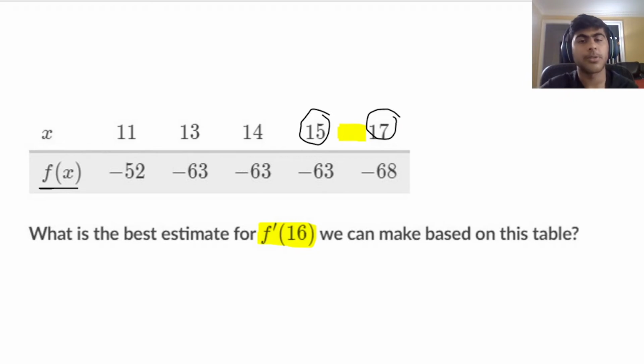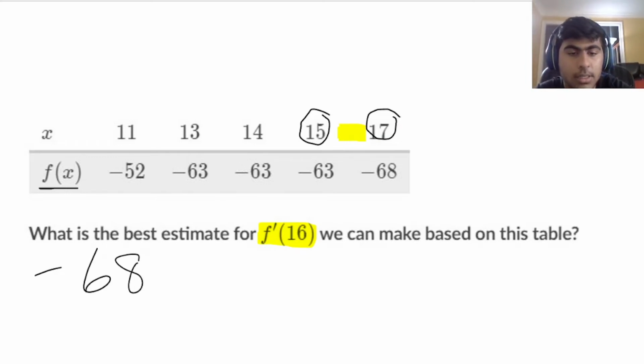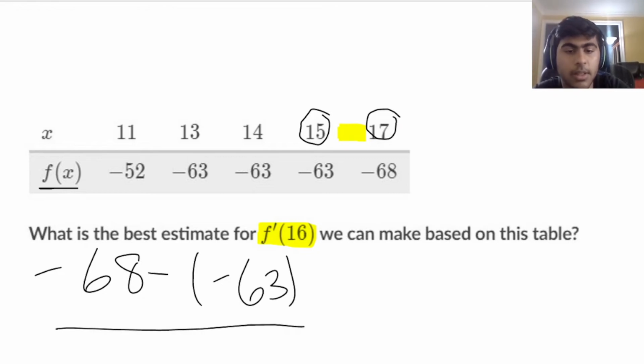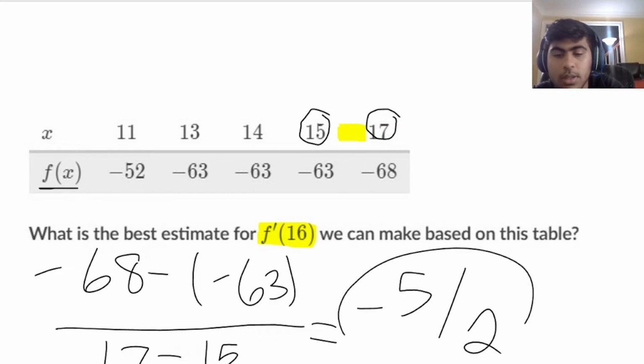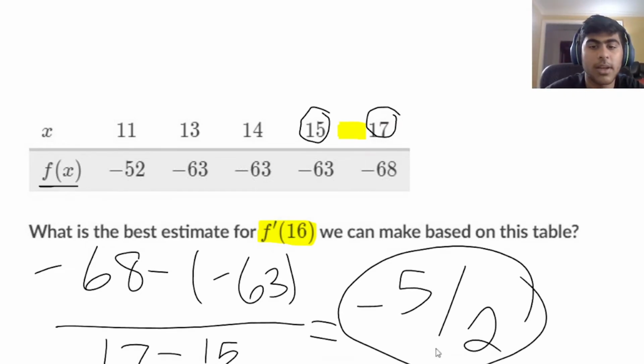So what we're going to do right now is find the rate of change between x equals 15 and x equals 17, and that will give us an estimate of what f prime of 16, the instantaneous slope at x equals 16, could be. That would of course be negative 68 minus negative 63, so that'd be negative 5 over 17 minus 15, which is 2. Negative 5 over 2 is nothing but negative 2.5, and that is our answer for f prime of 16, the derivative of f at 16.